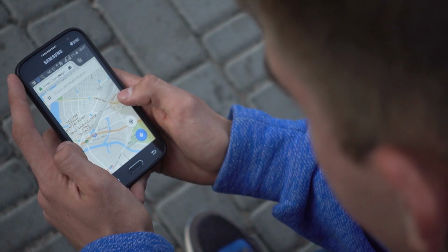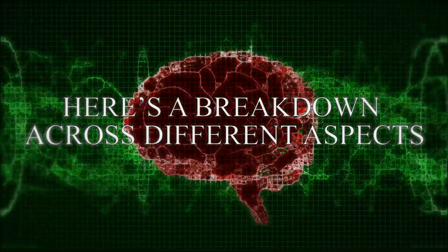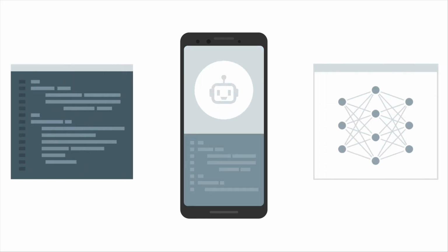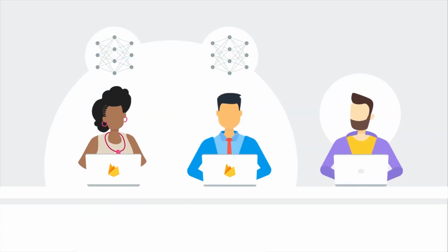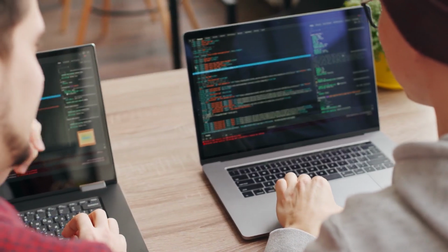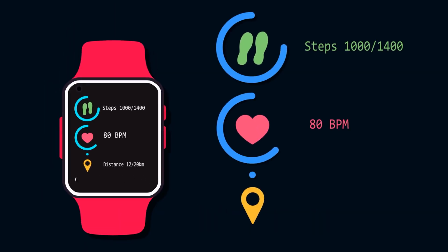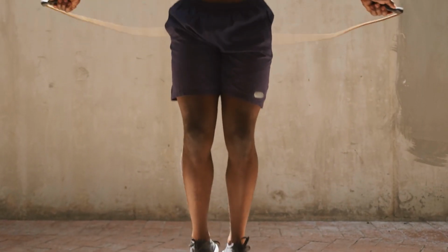For diving deeper into how Android incorporates AI, here's a breakdown across different aspects. App functionality. Pre-built solutions. The ML Kit provides pre-trained machine learning models for common tasks like object detection. Think finding that receipt in your photo gallery. Developers can easily integrate these features into their apps, saving them time and resources. For example, imagine a fitness app that leverages Android's ML Kit for object detection.